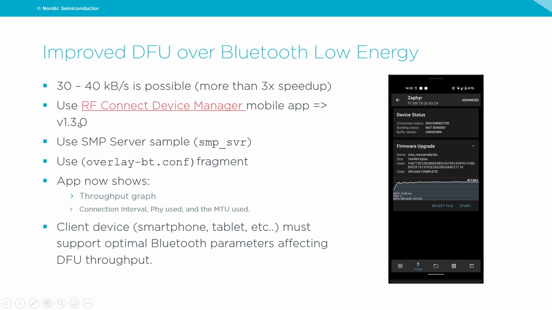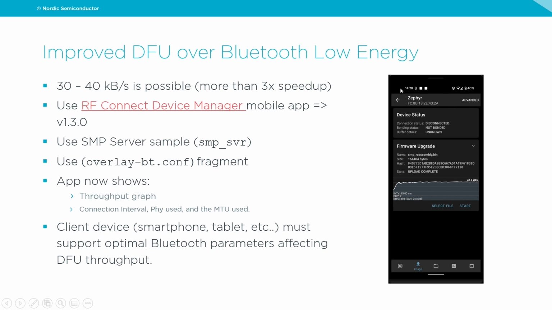So use 1.3.0 or higher, and the improvements again are made for both the client, which is the mobile app, and the server, which is the sample that you have. So use the SMP server sample. That's the name of the sample. And then the sample supports, again, multiple transports. So use the Bluetooth Low Energy fragment to select the transport.